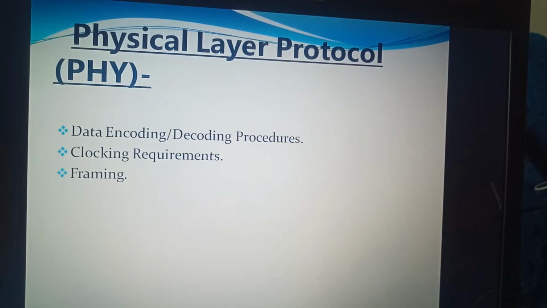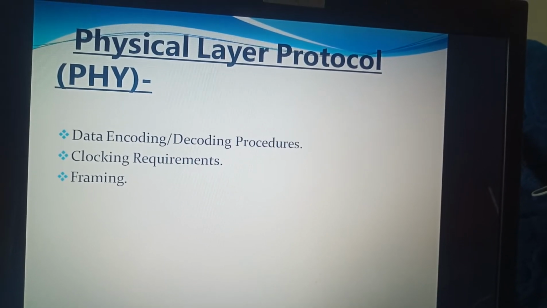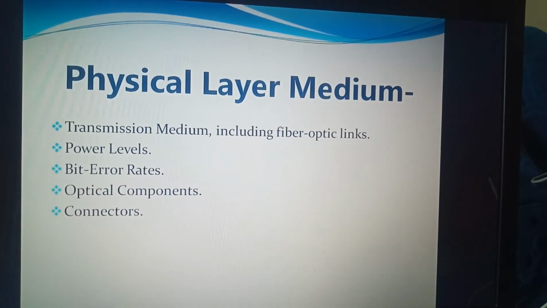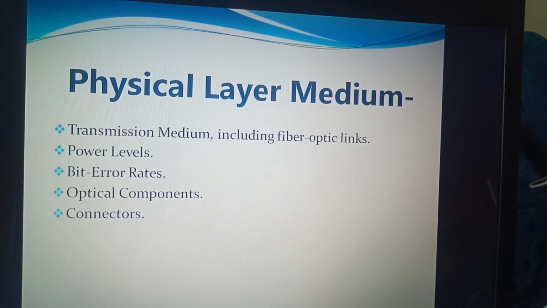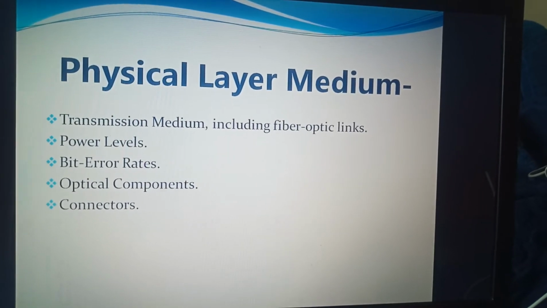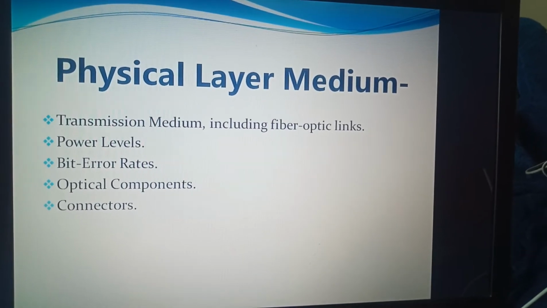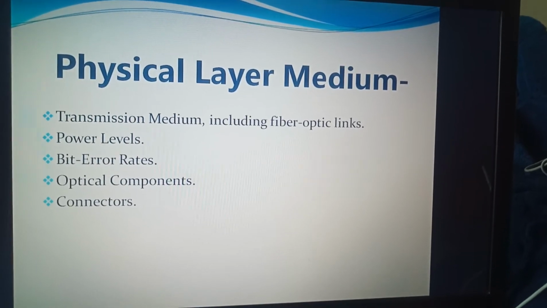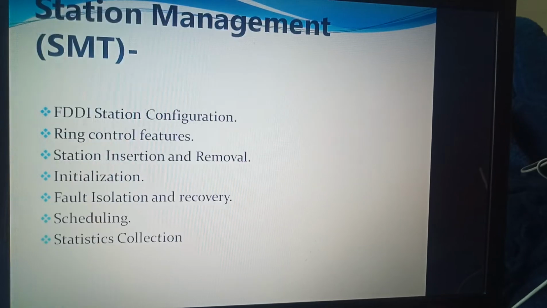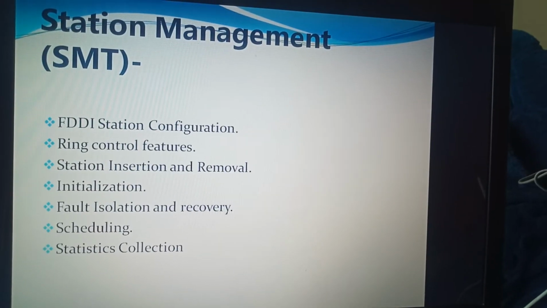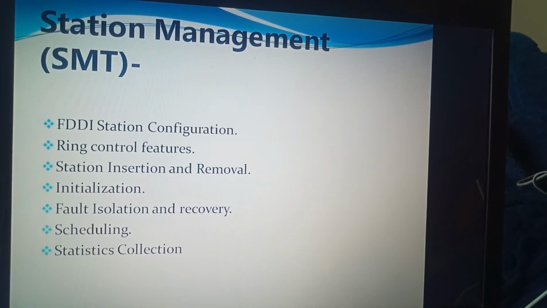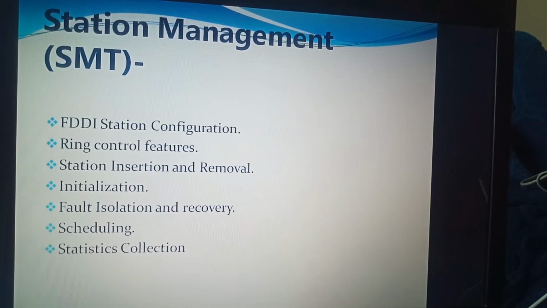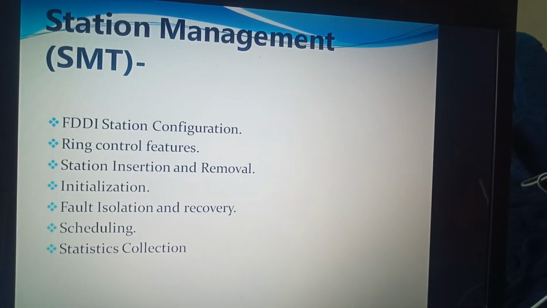Clocking requirements and framing are also used for this. Physical layer medium, transmission medium including fiber optic links, power levels, bit error rates, optical components, and connectors. These are used for the physical layer medium. Station management system, SMT. In this FDDI station configuration, ring control features are also there.